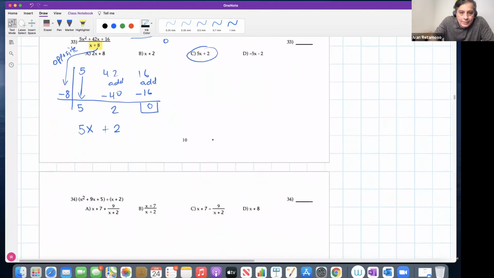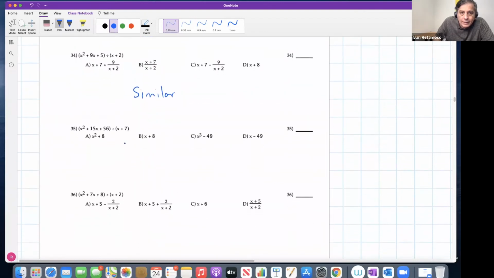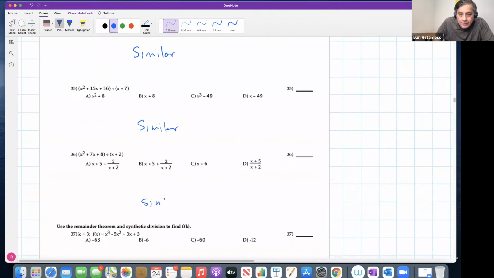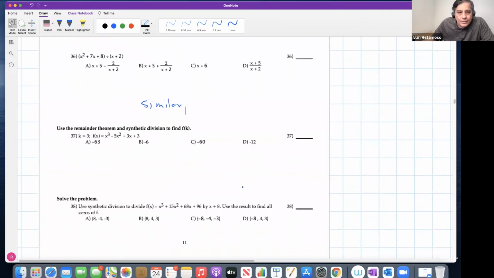Continue, right? So I gave you an example for synthetic division. This can also be done via synthetic division. So this will be similar. This one, synthetic division, similar, right? So good. Now we reach this part where you have to use the remainder theorem and synthetic division to evaluate this function. This is the function. They want you to do the evaluation at k equal 3. We said that that evaluation can be done using synthetic division.